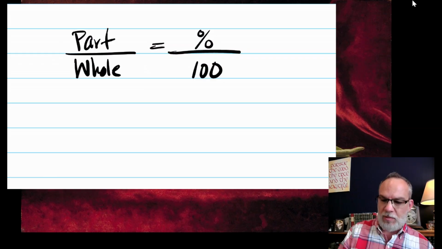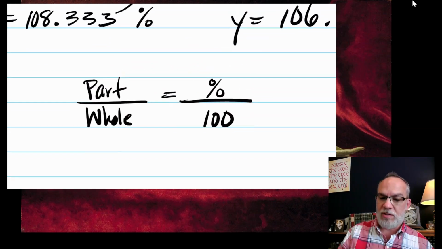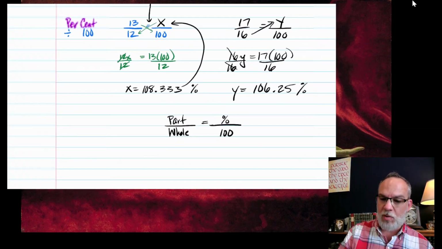You're always going to know that this is 100. It's never anything different, but you're only going to know 2 out of the 3 of these remaining things, and you're going to be asked to find the missing part. Now, on the ones that we've just done previously, the missing part was the percent.